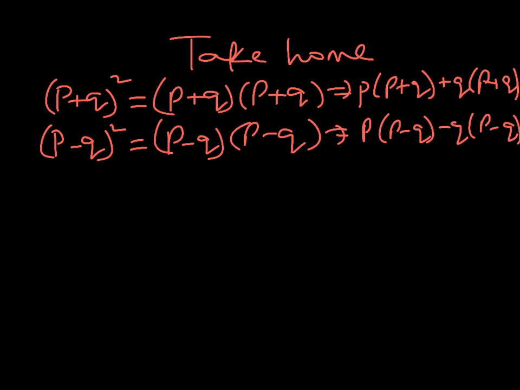The short process involves 4 stages. You identify the first and the second term. You square the first and the second term. Then you multiply the first and the second term. Then you multiply the product of the first and second term by 2, and then you construct your algebraic expression again. So that's it on expansion of algebraic expressions of perfect squares. Thank you for watching.